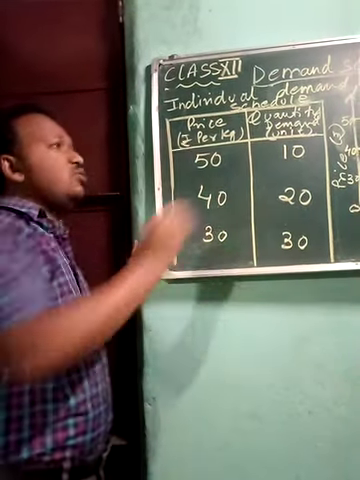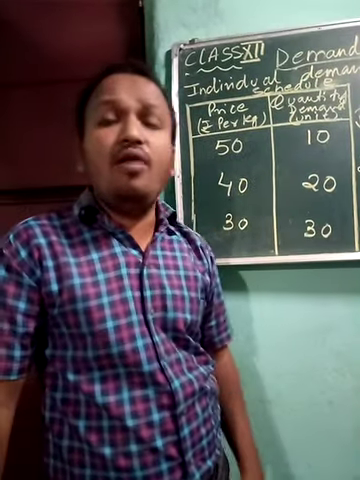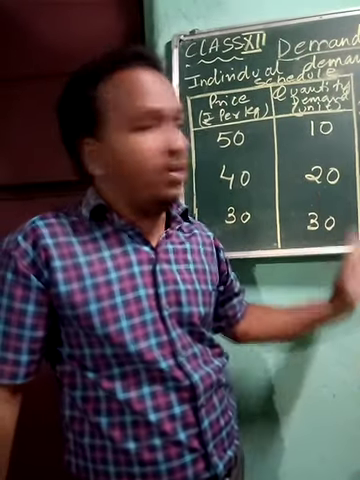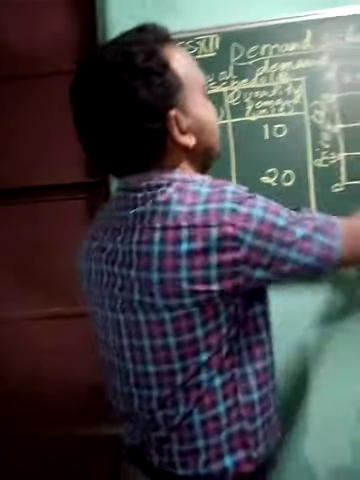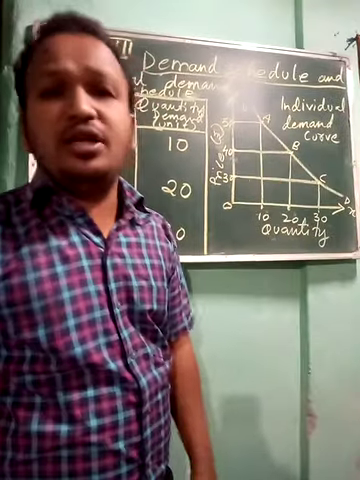What does that show? It shows that the individual demand schedule follows the law of demand. Now please look at the right hand side. By looking at this schedule, we have prepared the individual demand curve.